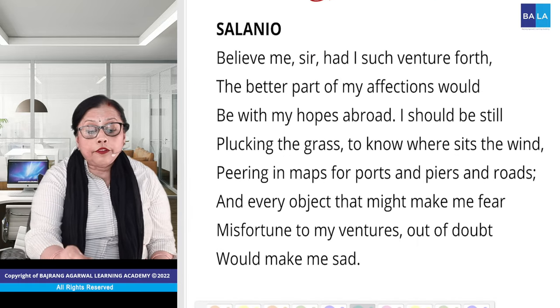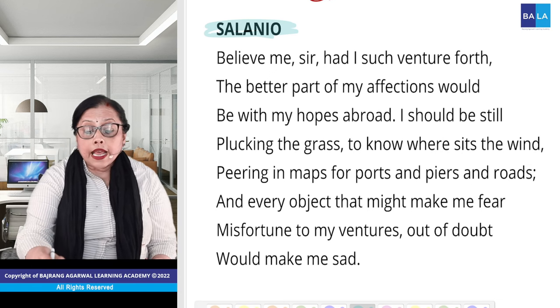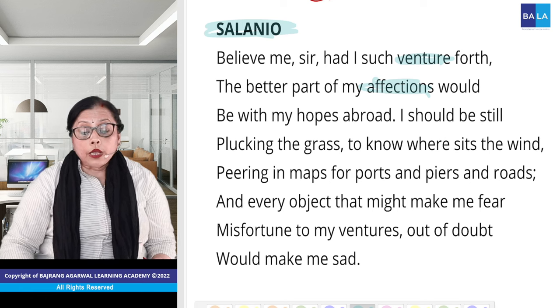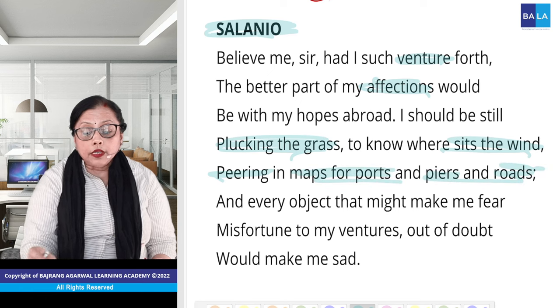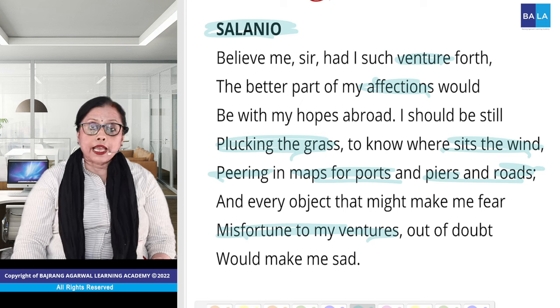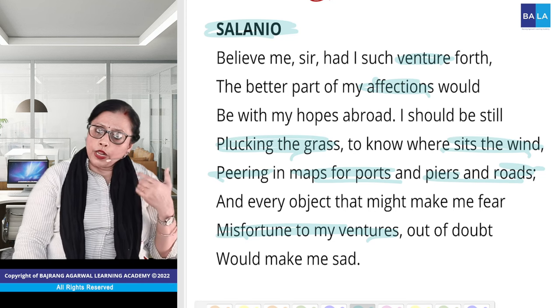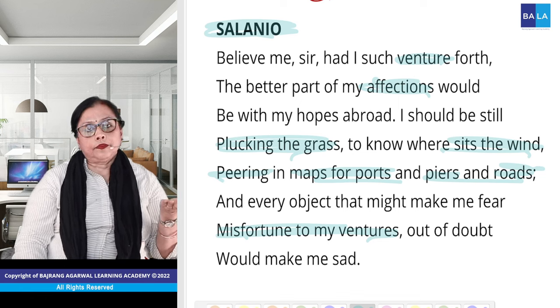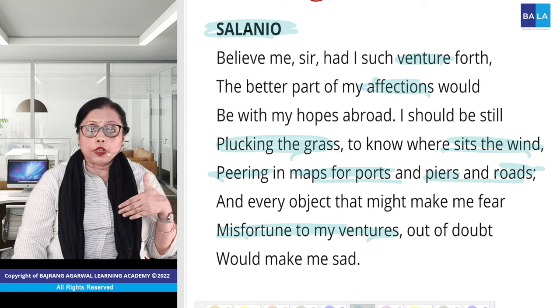Now his second friend, Solanio, also gives him a consolation. Believe me, sir, had I such ventures forth, the better part of my affections would be my hopes abroad. I would still be plucking the grass to know where sits the wind, peering in maps for ports, piers and roads, and every object that would make me fear misfortune to my ventures, out of doubt would make me sad. Solanio says that I would have been sad if I were in your place, because after all, so much money has been put in the ships. So I would have to be worried if my ships will return to the harbor safe and sound or not.